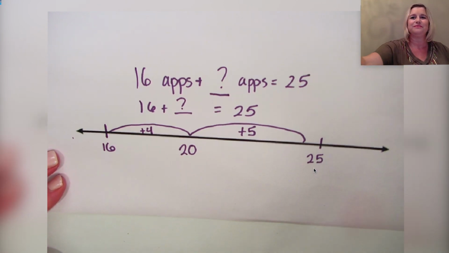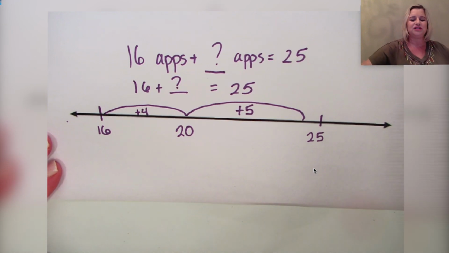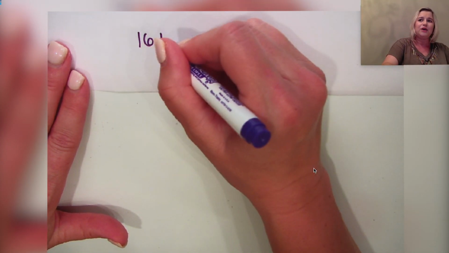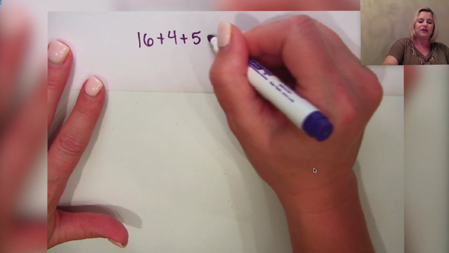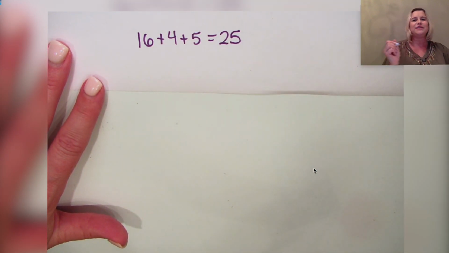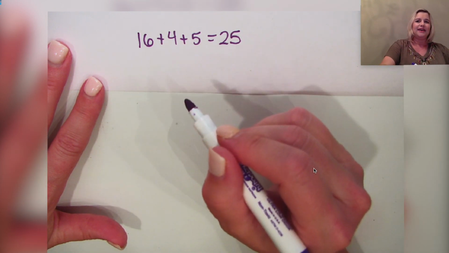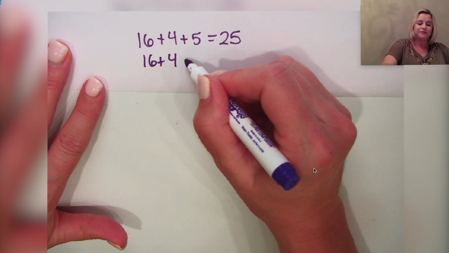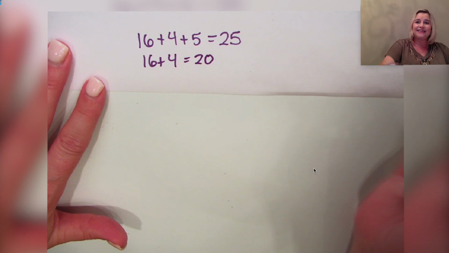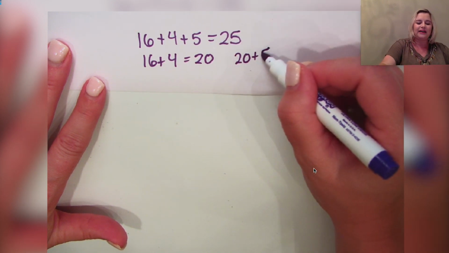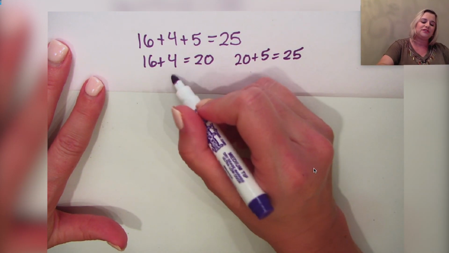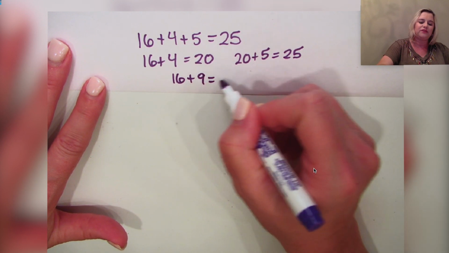Very good. So I'm going to write the equation in different ways. Tell me what we can write, boys and girls. Very good. We can say 16 plus 4 plus 5 equals 25. What else can we say? We know exactly that 16 plus 4 is 20, and 20 plus 5 is 25. I'm also going to write the equation 16 plus 9 equals 25.